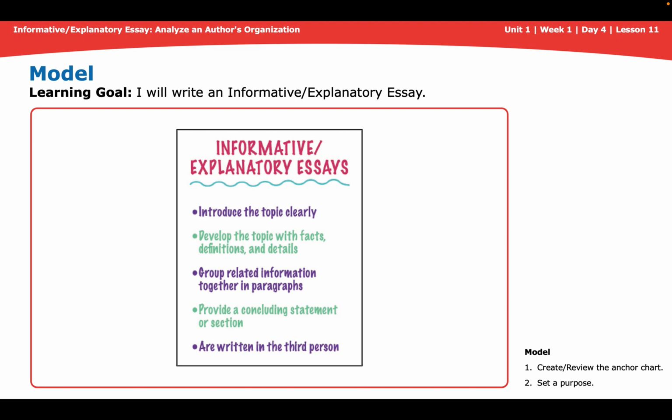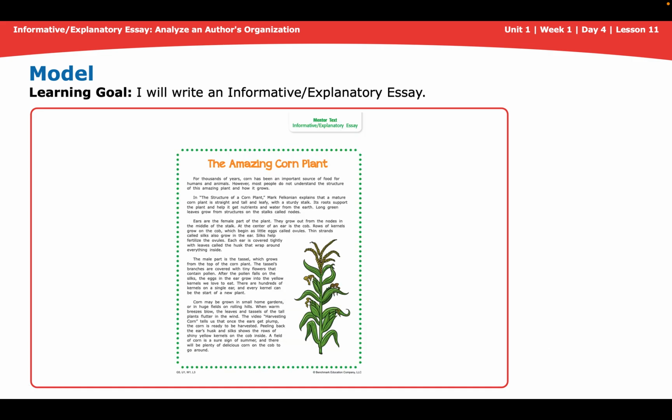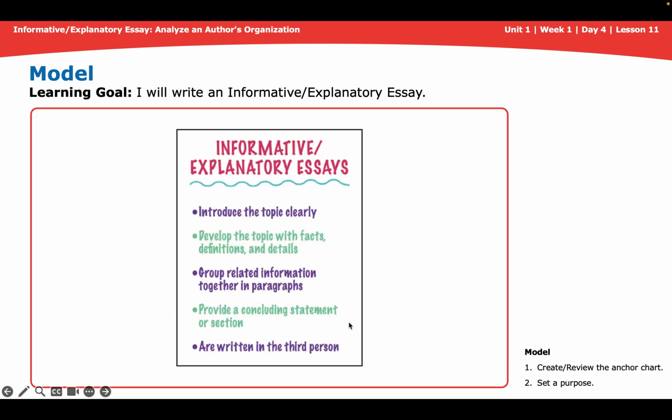This is what good features of an informative explanatory essay has. So it introduces the topic clearly, it develops the topic with facts, definitions, and details, it groups related information together in paragraphs, it provides a concluding statement or section, and it's written in third person. So we're going to look at organization. So how did they come to organize this? Meaning, how did they know what information to put in each paragraph?